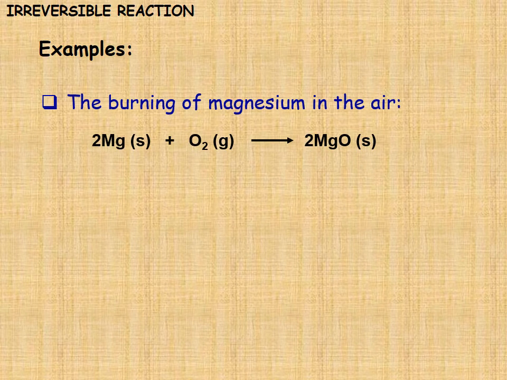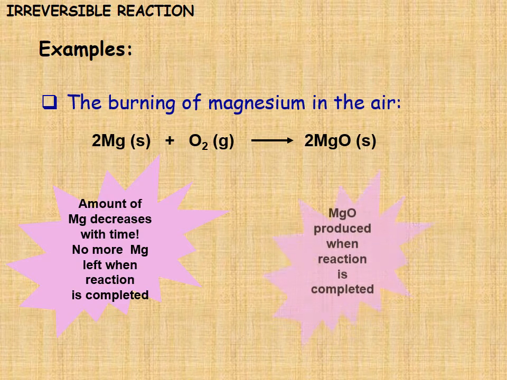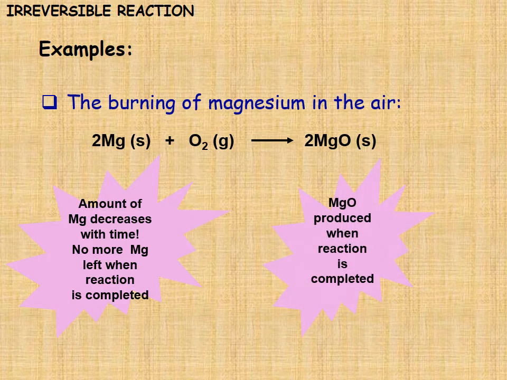Magnesium ribbon is burned in the presence of oxygen to give magnesium oxide. The amount of magnesium decreases with time. No more magnesium is left when the reaction is completed, while magnesium oxide is produced when the reaction is completed.